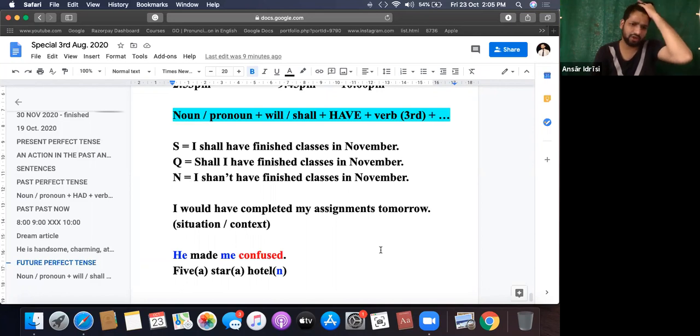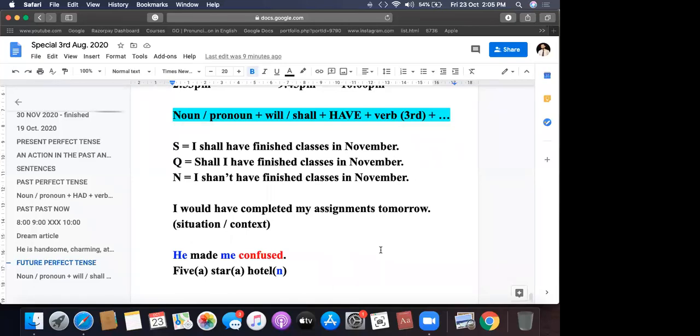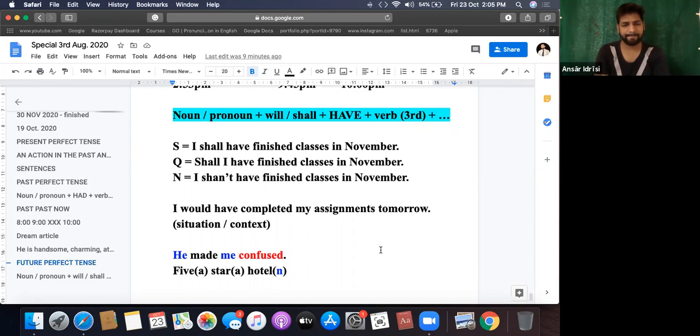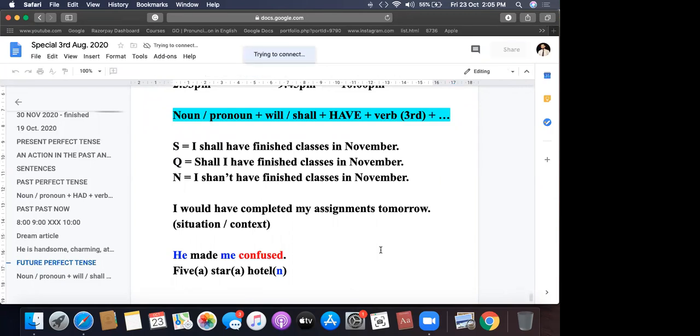All right. Let's get started with future perfect tense. Mixed sentences. Only 3 of you are there: Adnan, Shreya, and Sania. So first Adnan, second Shreya, third Sania. Yes, start, continue, please. I shall have become an engineer. Shall I have become an engineer? I shan't have become an engineer. Next, Miss Sania. I shall had the food. Shall I had the food? I shan't had the food.